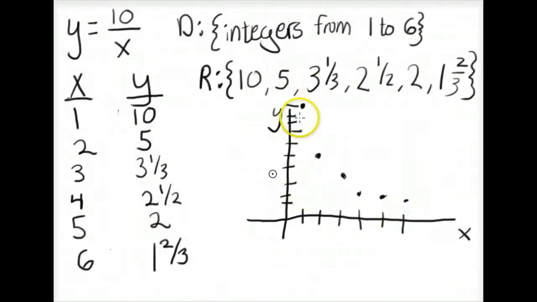So now notice that for this function, we would not connect these dots because the domain and range are only particular values. We can show the general pattern just with a dotted line connecting the curve, but the dotted line is not a part of the graph.